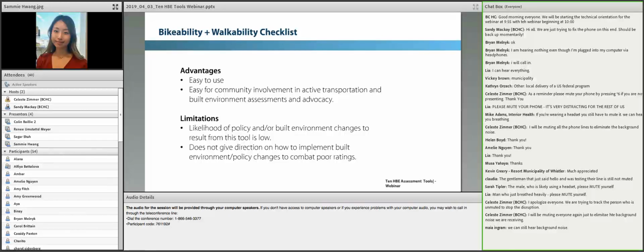It's limited in the likelihood of initiating policy change or built environment changes. It's definitely more of a conversation starter. And although it doesn't give you specific directions on how to actually implement changes to improve poor ratings, the suggestions that are included at the end of the checklist can fuel some conversation around how to influence the policy changes.